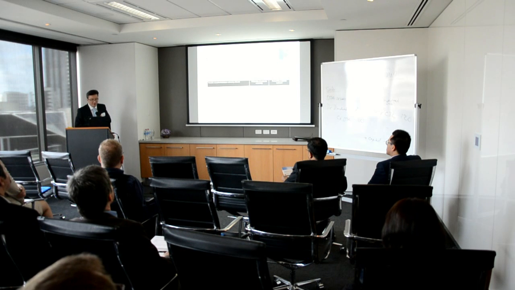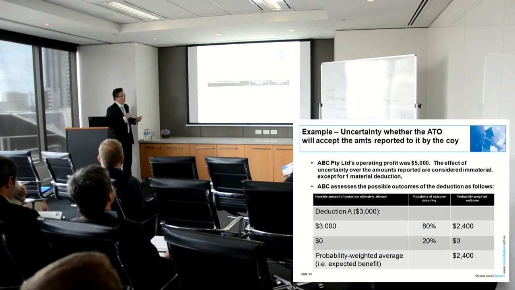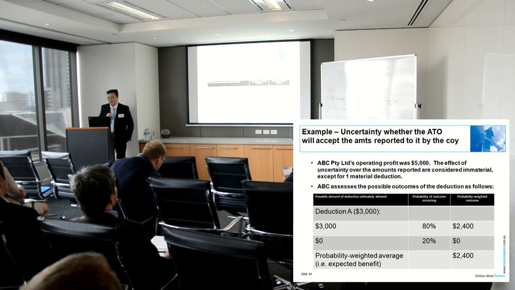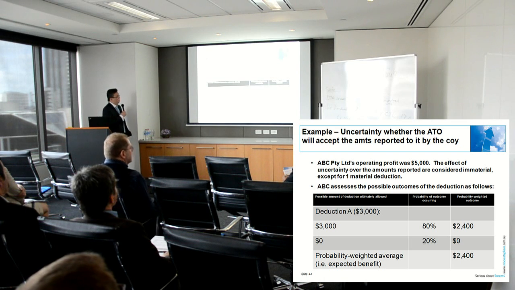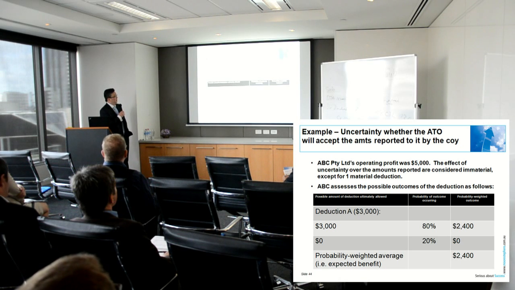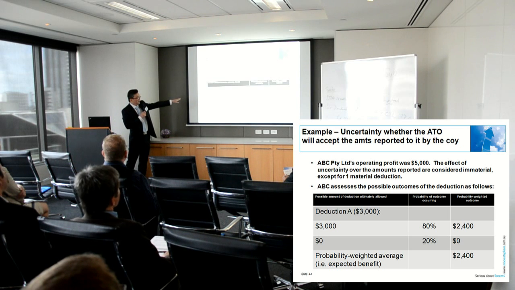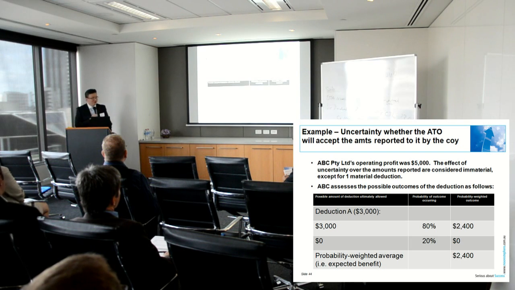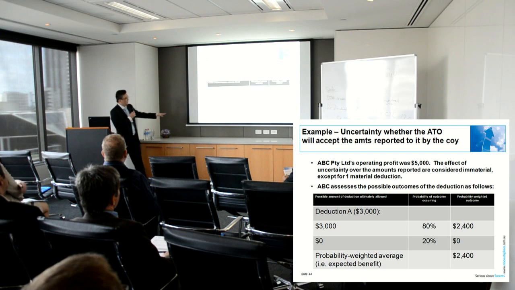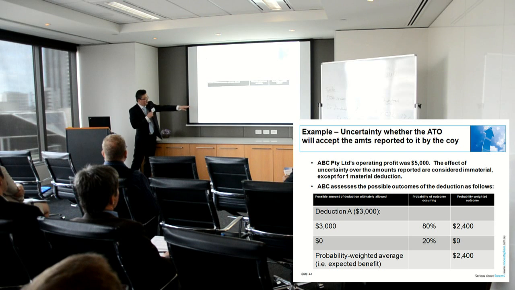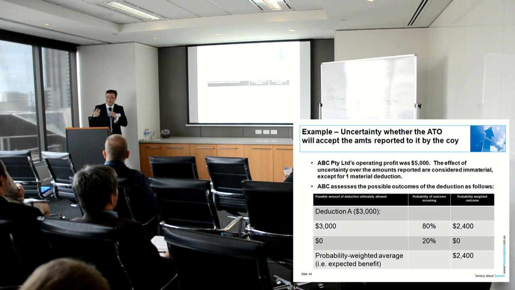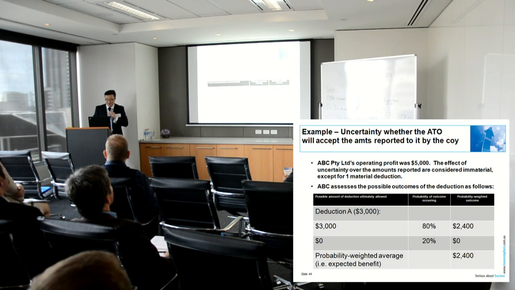And this is an example of how you calculate the uncertain tax position. Let's say a company with an operating profit of 5,000, everything is fine except an uncertain amount with respect to a $3,000 deduction. 80% chance that you get the deduction, 20% chance you get denied the deduction. A very simple example, just to demonstrate how this works. So you end up with a probability weighted deduction of 2,400. That means there's a risk, probability wise, of $600 of uncertain amount.